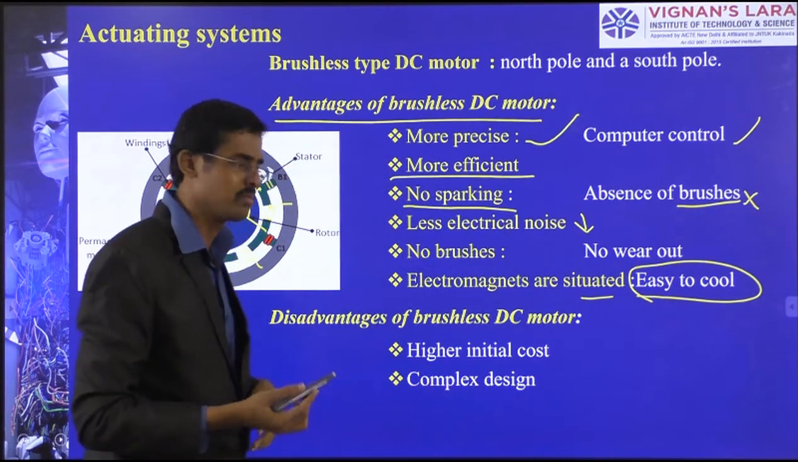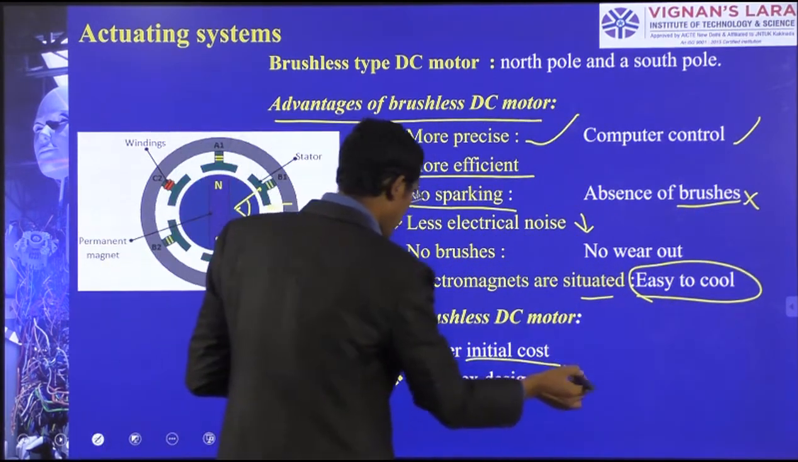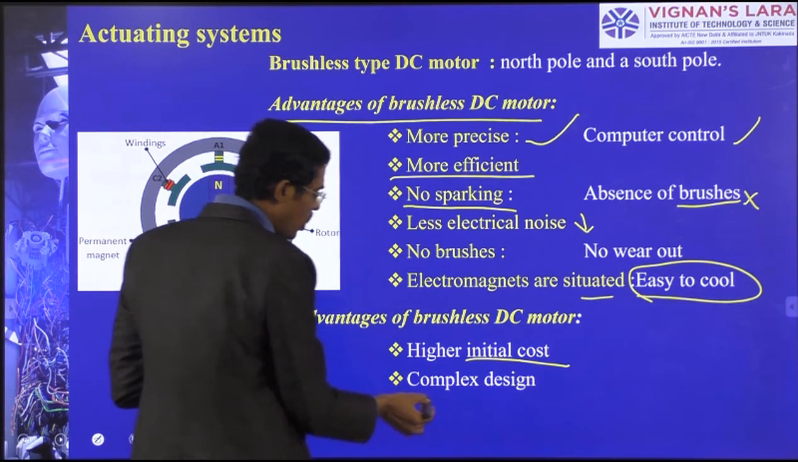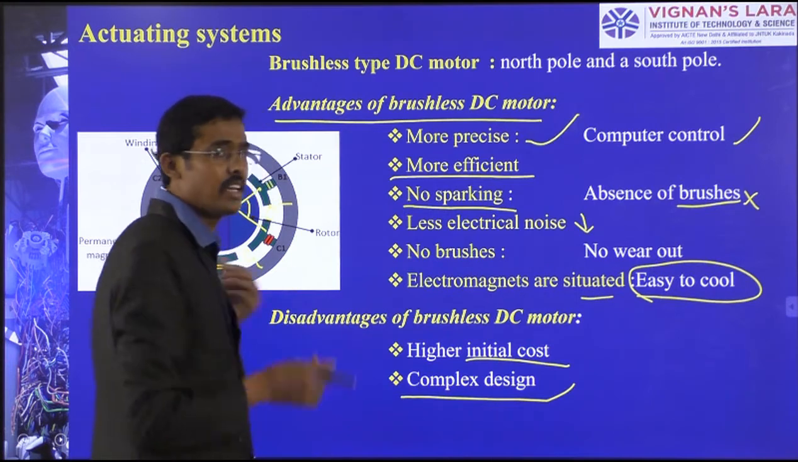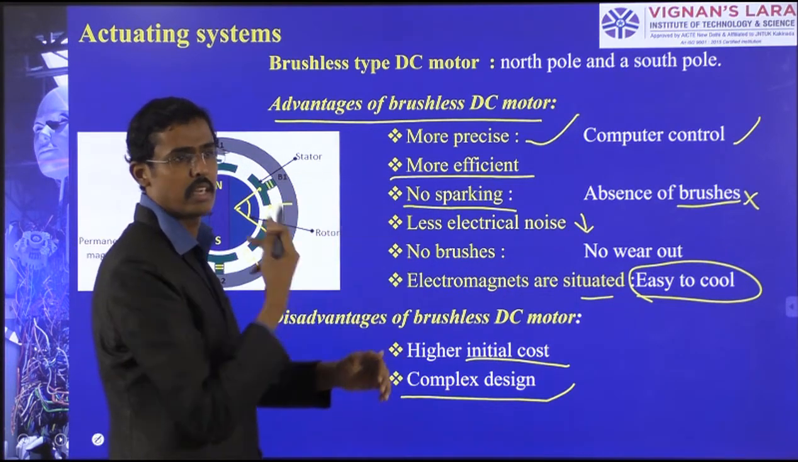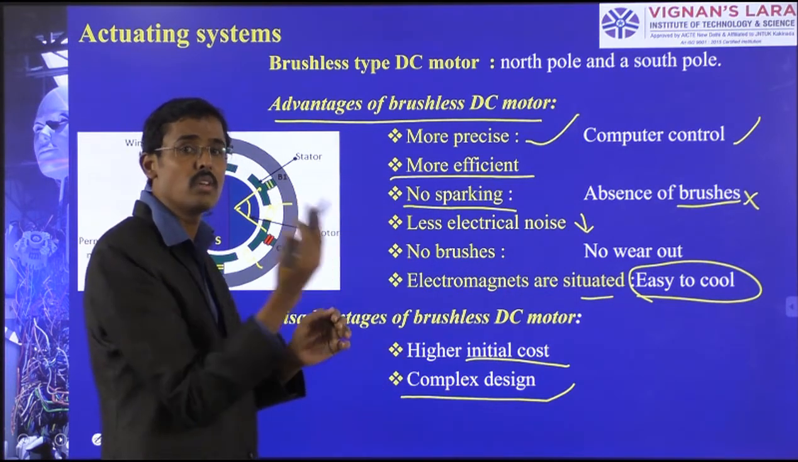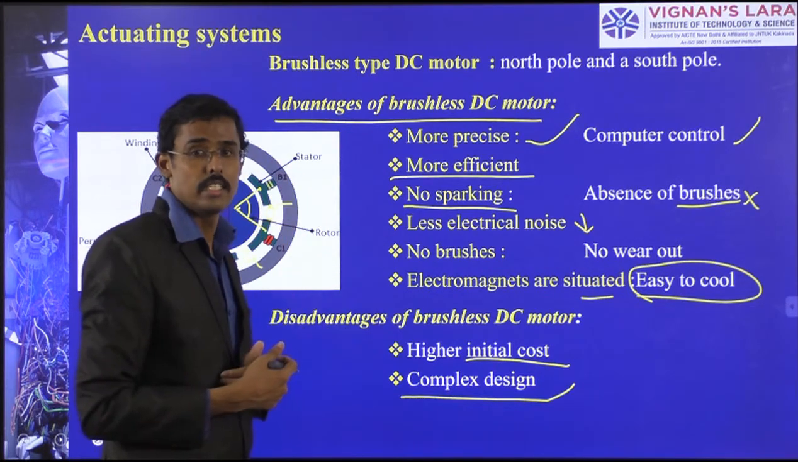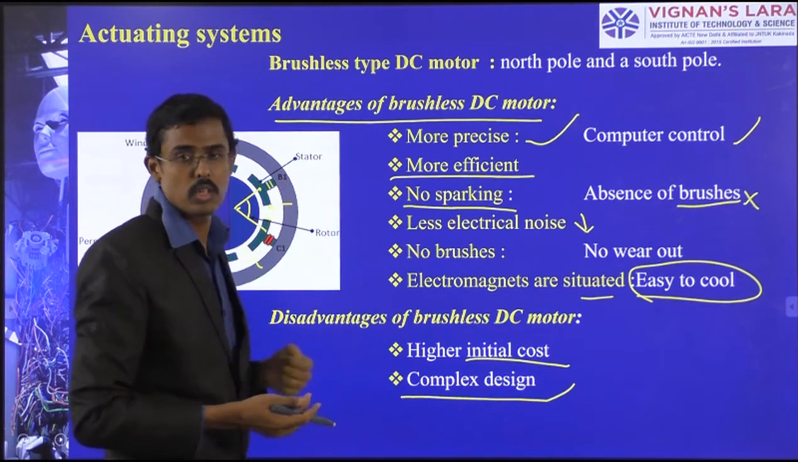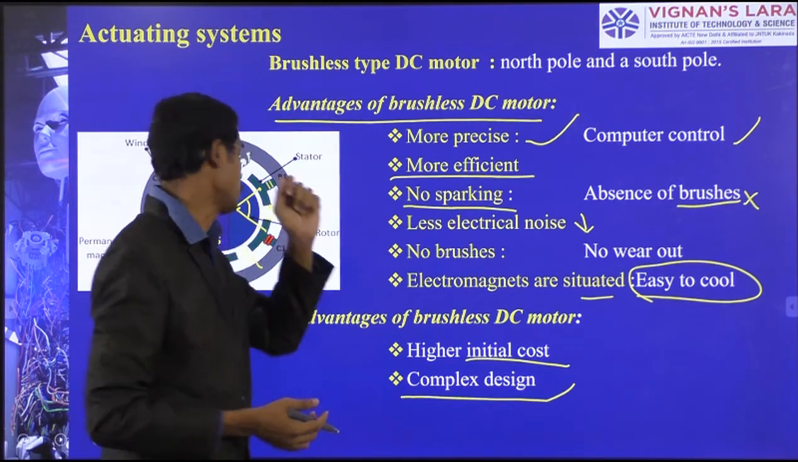So what are some disadvantages? As usual, the initial cost is high, and we have a complex design of stators and rotors. In the brushed motor we have only north pole and south pole, and at the center we have the windings rotating, but precise movement control is not there in brushed DC motors. But here we have brushless DC motors where precise control is possible.